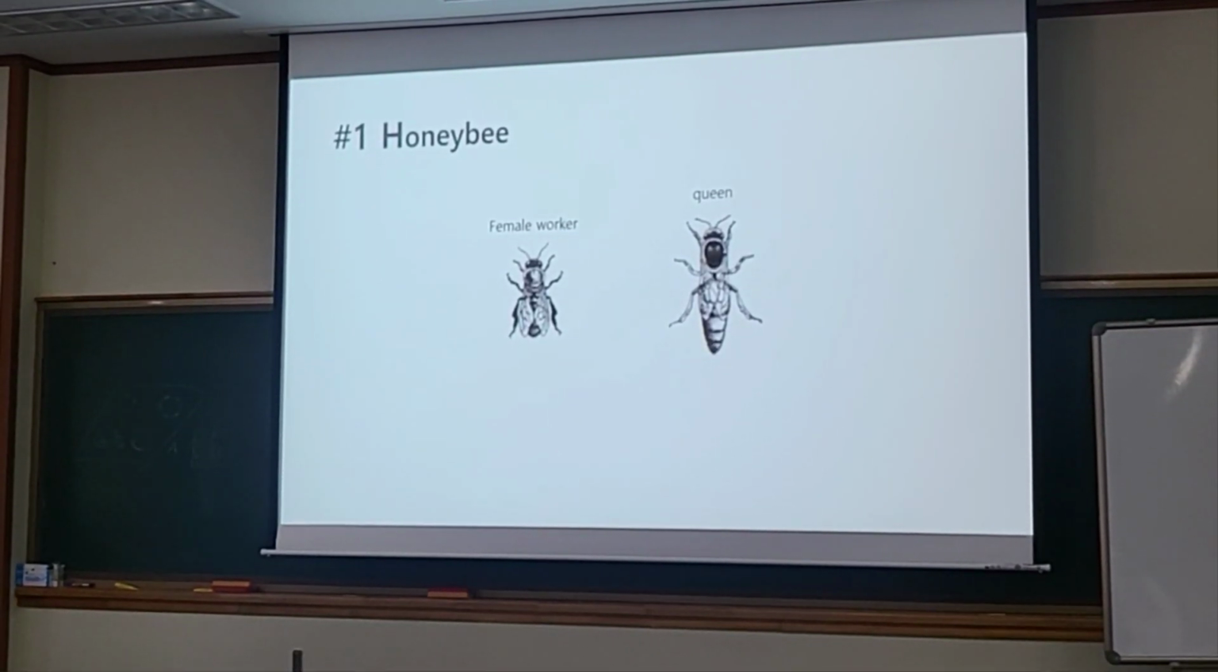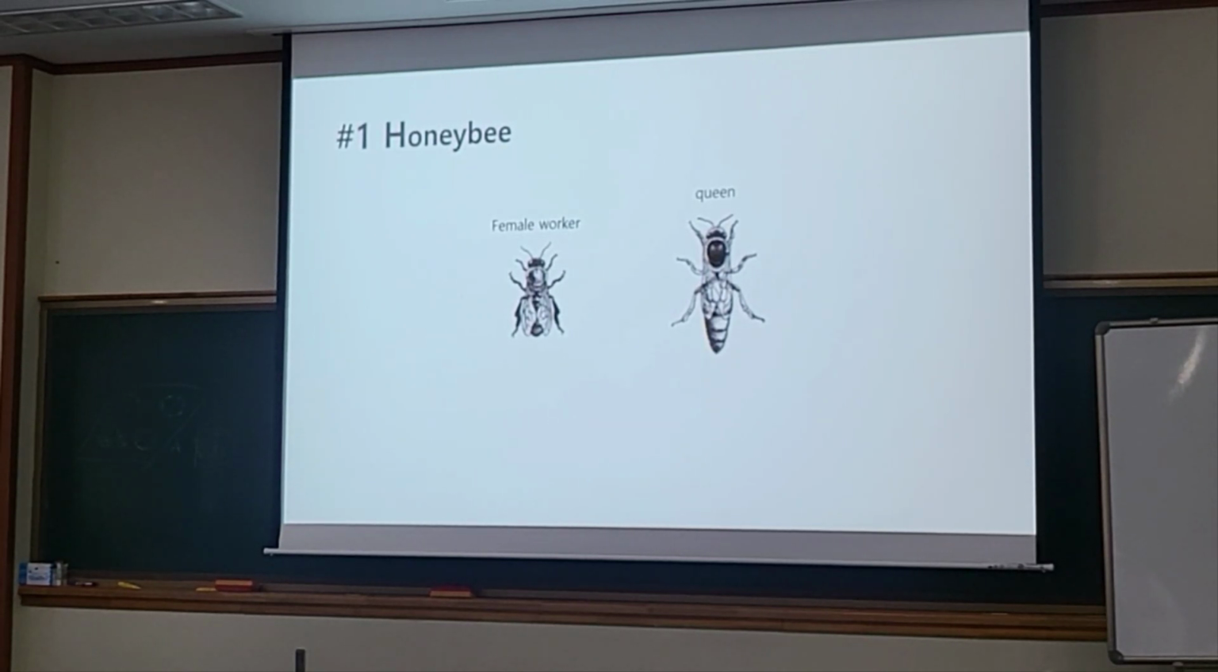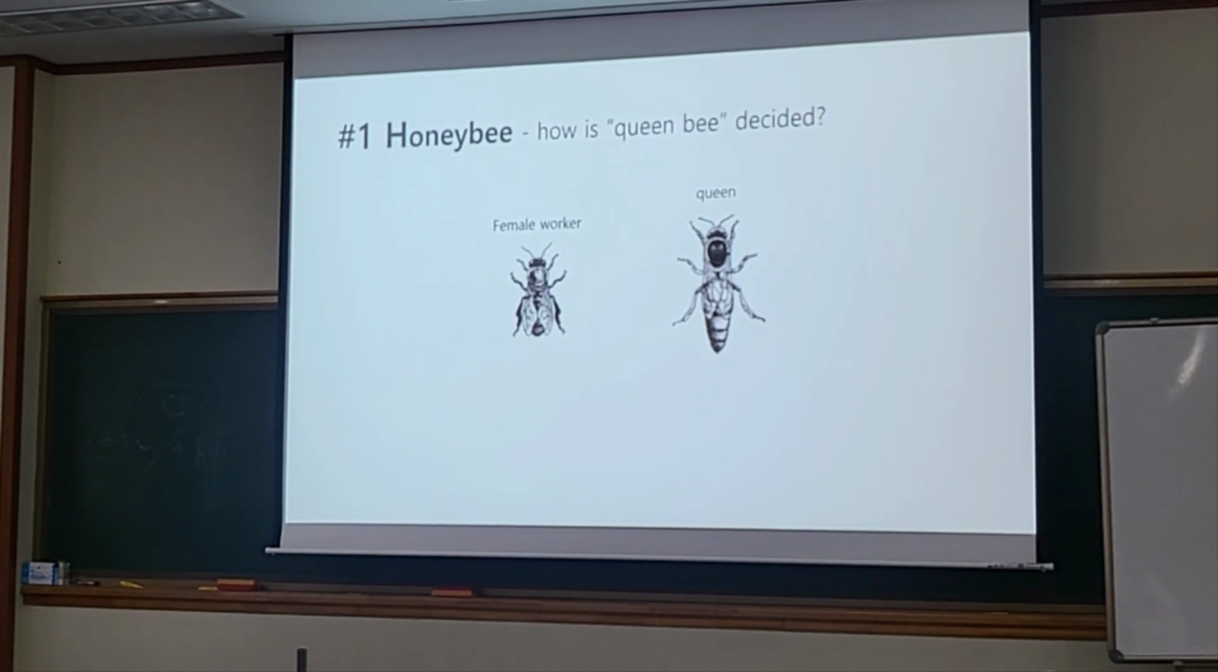Let's look at a simple example. We studied honeybees and their sex decision last time. And we studied that the queen bees and female worker bees are sisters. However, queen bees are bigger and they have a longer lifespan, and they have different roles in bee society. So here's the question. How is the queen bee decided?